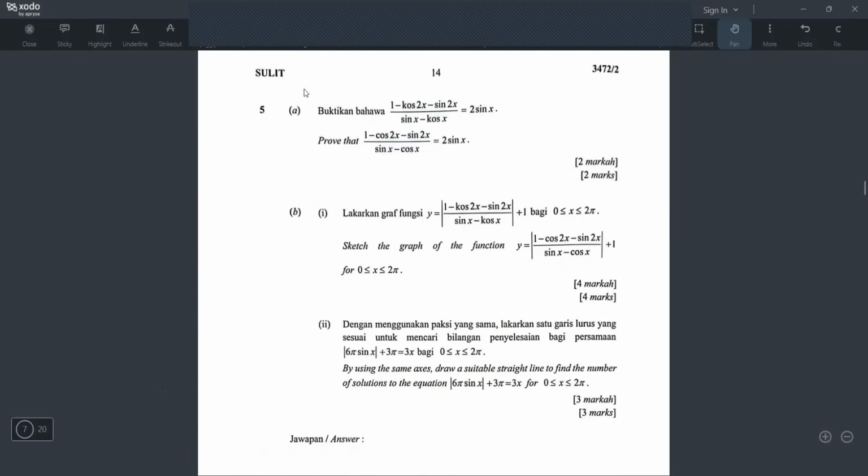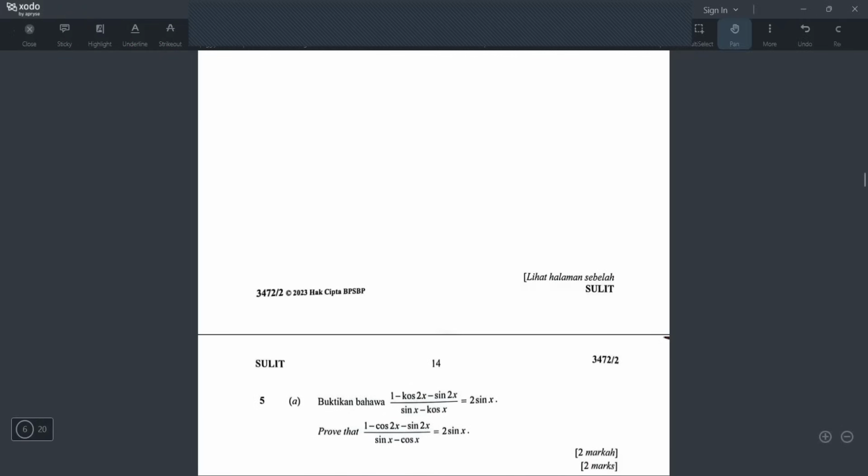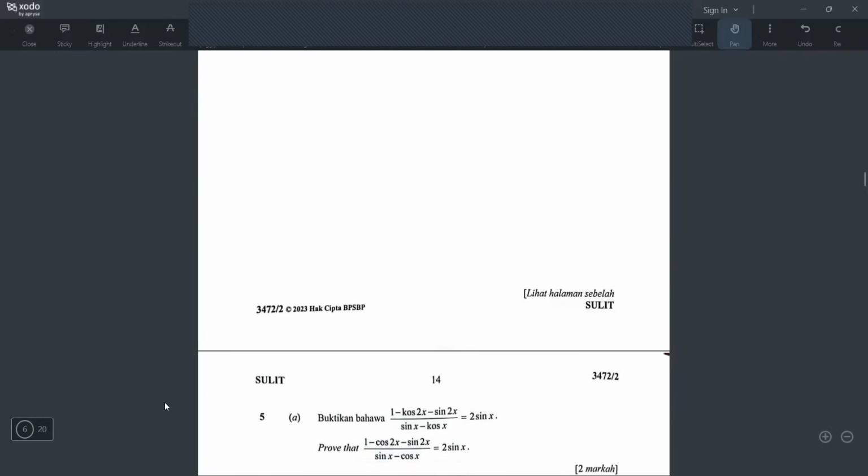Okay. All right, let's continue with number 5. I think this is trigonometry, right? So first question they ask proving, and then second question is the sketch, and then find the number of solutions. Okay, you're very familiar with this question, right? I do it with you a lot in class. So let's do A here, right? Because we have a lot of space here.